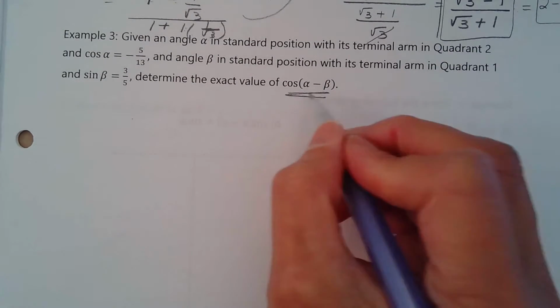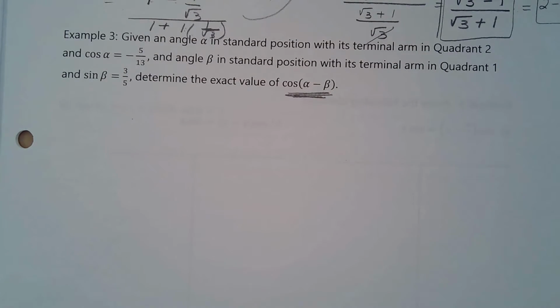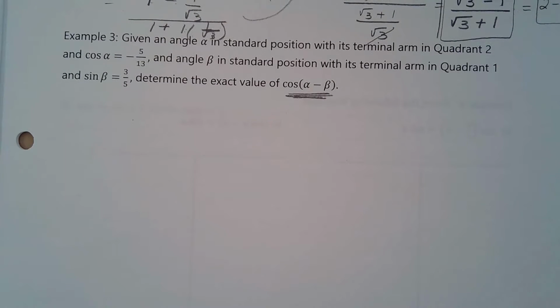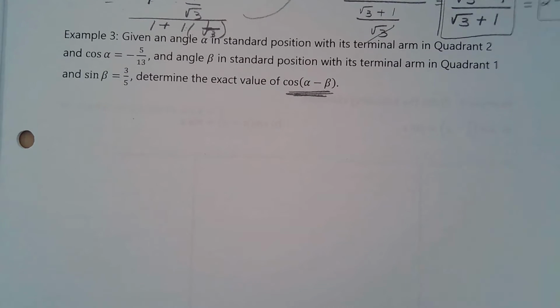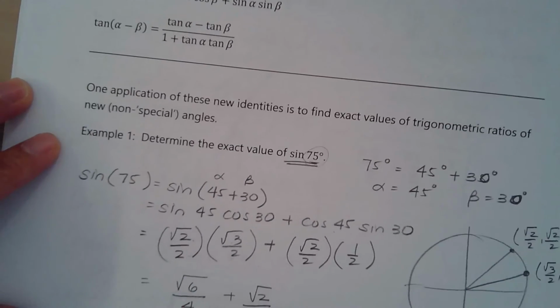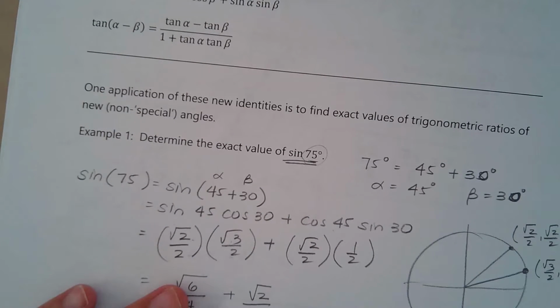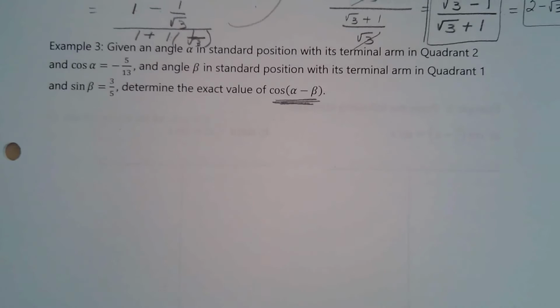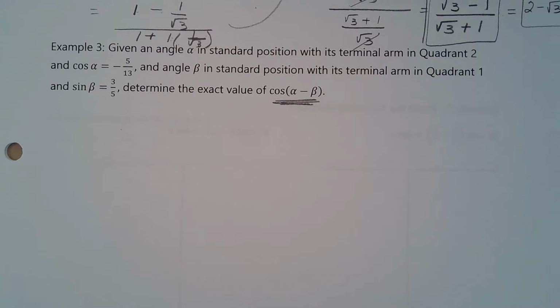Okay. Well, we don't even know what alpha and beta are, right? So we can't really do the same strategy as this one. Not the same. So how can we do this? Let's see.